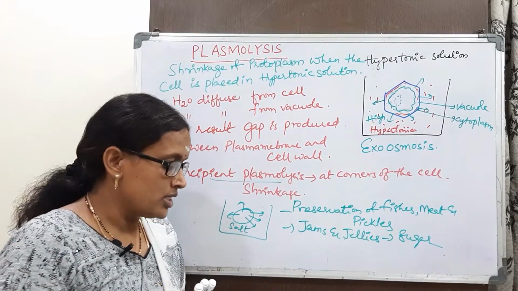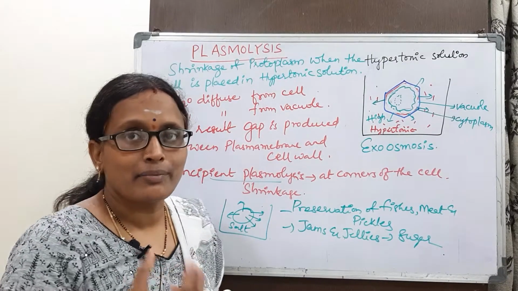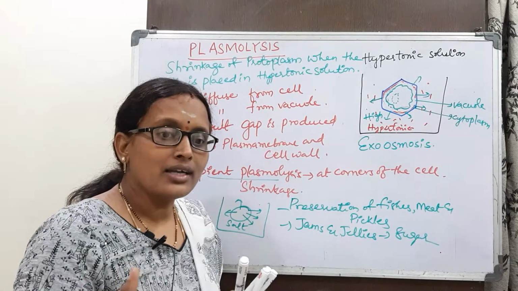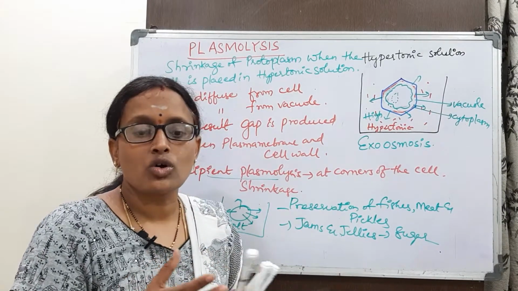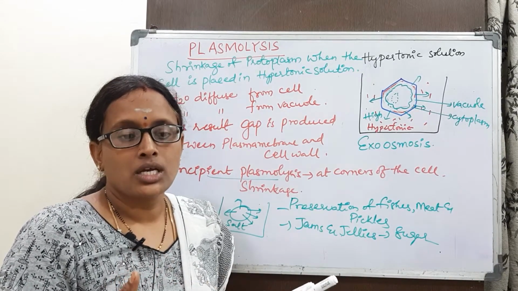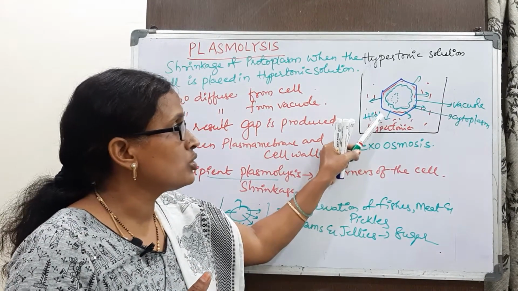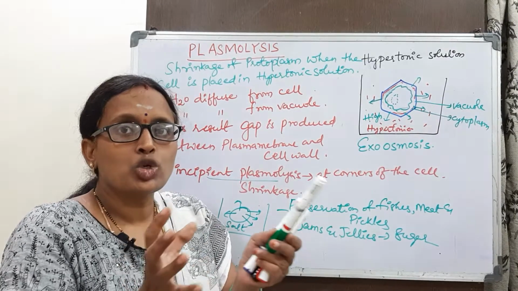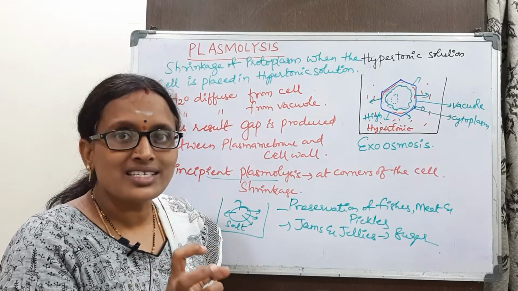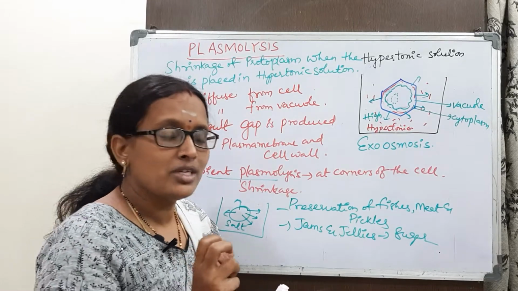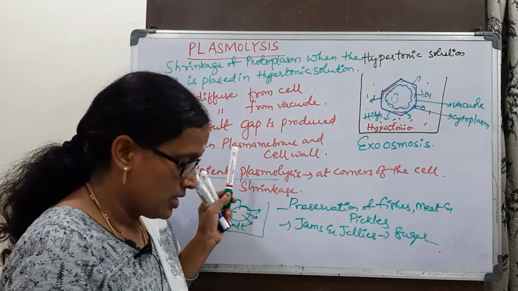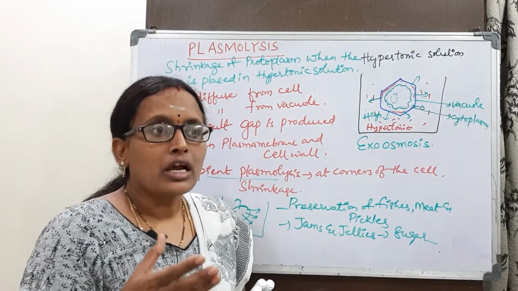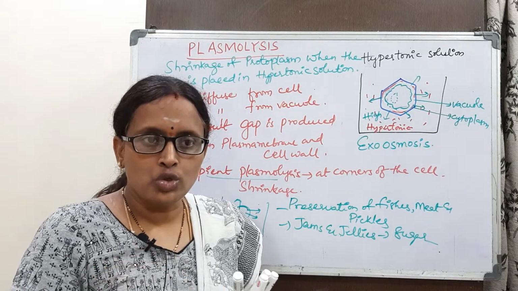What is plasmolysis? When a plant cell is kept in the hypertonic solution, the shrinkage of protoplasm takes place, that is absorbed in the corners. That process is called plasmolysis. So first water from the cell comes outside, then water from the vacuole comes outside. As a result, it is going to shrink, it is going to decrease its size. So that shrinkage of protoplasm is called plasmolysis.